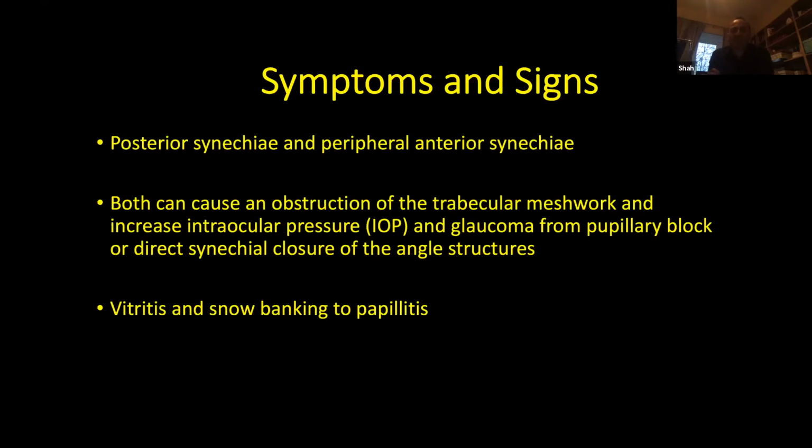And it can be a problem because when they get posterior synechia and eventually develop a cataract, that makes our life a bit more difficult, but we have ways of dealing with that. Peripheral anterior synechia, PAS, is something you can see on gonioscopy, and I'll show you pictures of that in a minute. So pressure can go up in the eye either as a result of synechial angle closure or purely presence of inflammatory material blocking the trabecular meshwork. And of course, we've mentioned vitritis, snow banking, and papillitis.